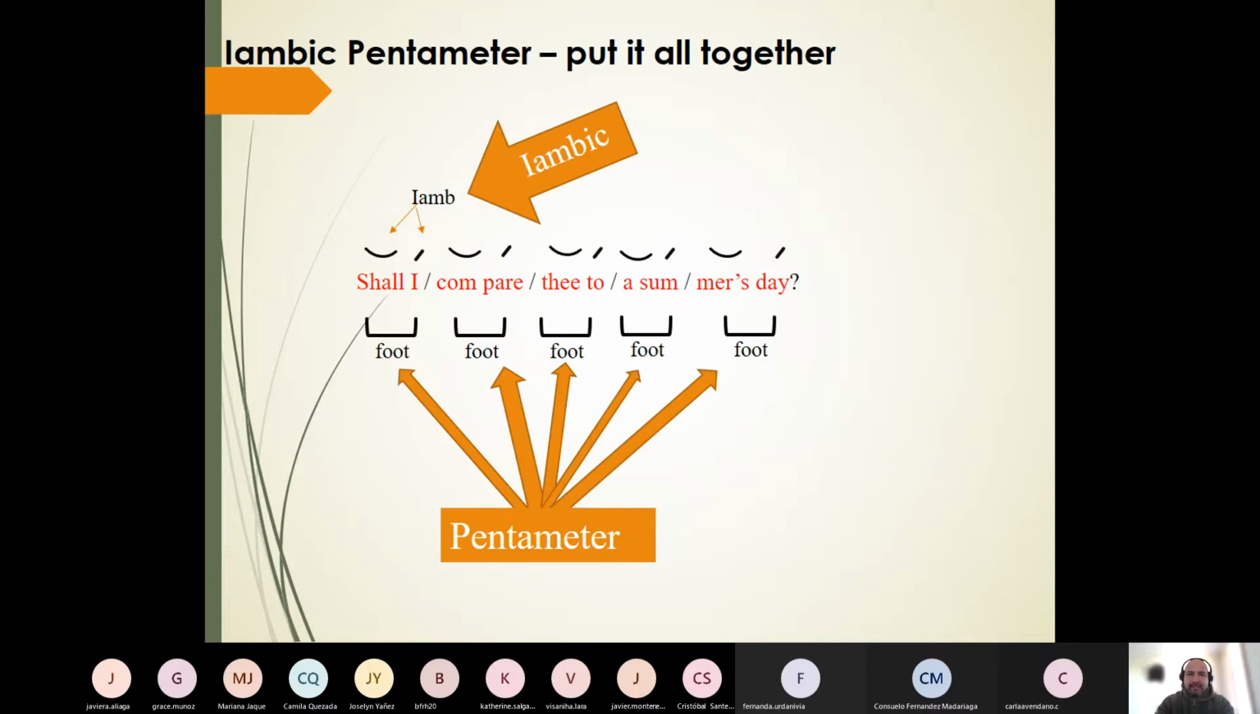Let's take a look at an example here. I think we already covered this. Just a visual image for you to have it a little bit clearer. So this is an iamb, this is an iamb, composed of an unaccented and an accented syllable. And the two of them make a foot. And a pentameter is composed of 1, 2, 3, 4, 5 feet.